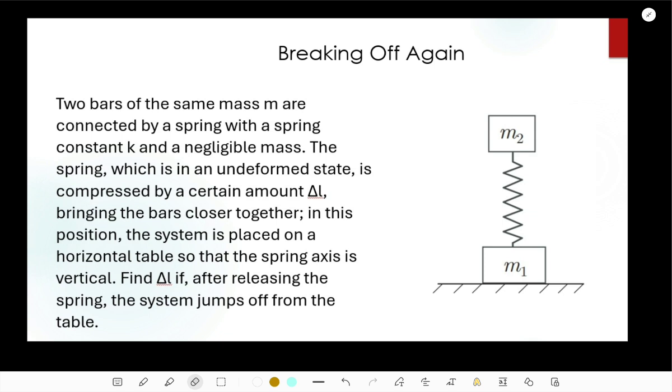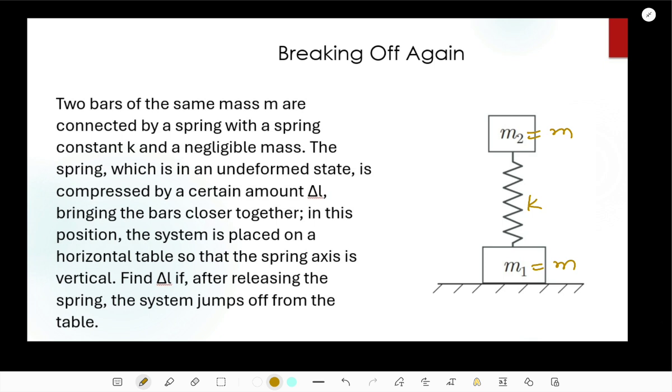Two bars of same mass. That means both will have the same mass. मैंने फिगर ड्रॉ करने के मुसीबत से बचने के लिए उसी फिगर को रहने दिया, but they got same mass. Two bars of the same mass m are connected by a spring with a spring constant k, right, and a negligible mass. Okay, spring का mass negligible है, we all know it.